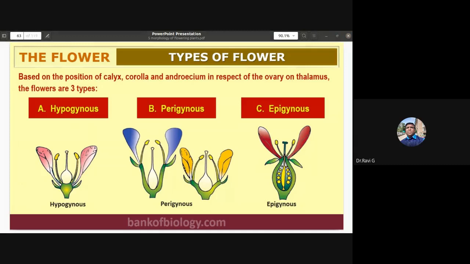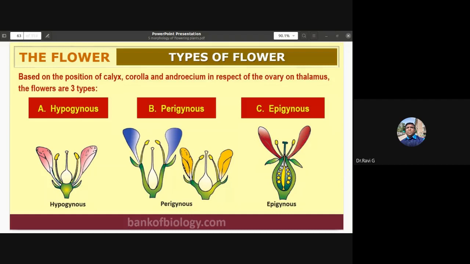See, in a hypogynous flower, what you can notice is that the receptacle or the thalamus is disc shaped or flat. So the ovary is above this receptacle or thalamus. And where do you see the sepals, petals, and stamens arising from? The calyx, corolla, and androecium arise from below the ovary, that is, below the gynoecium.